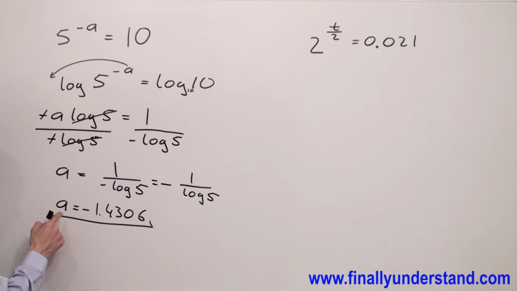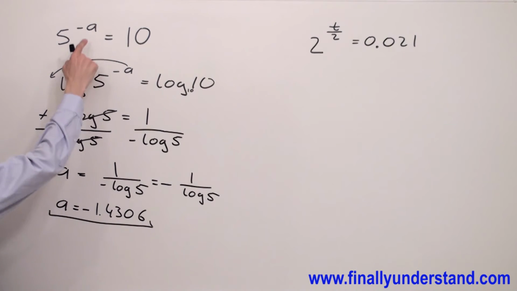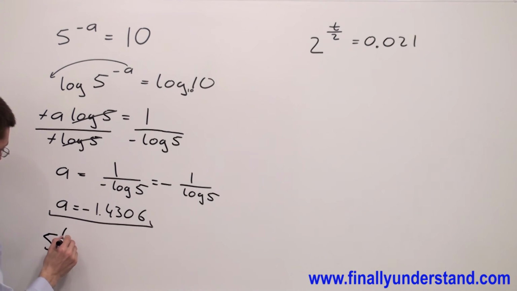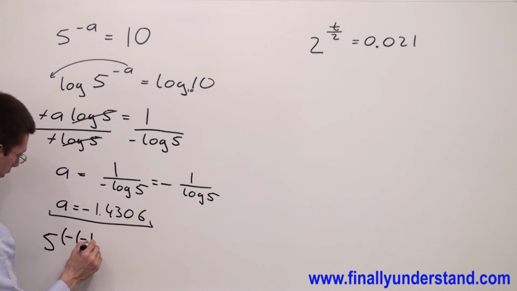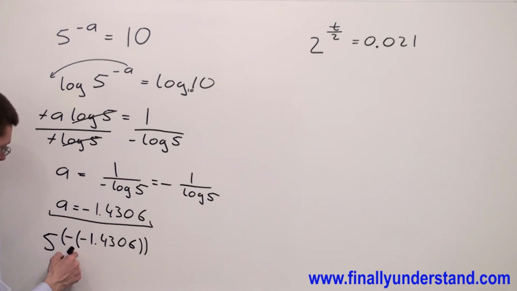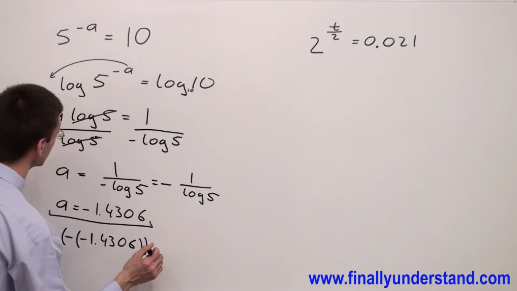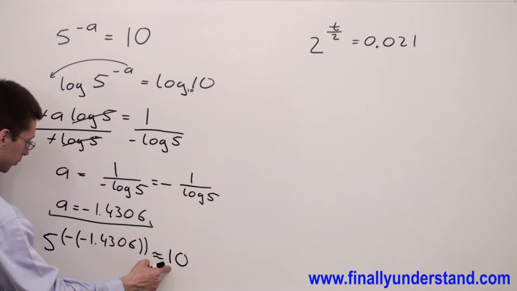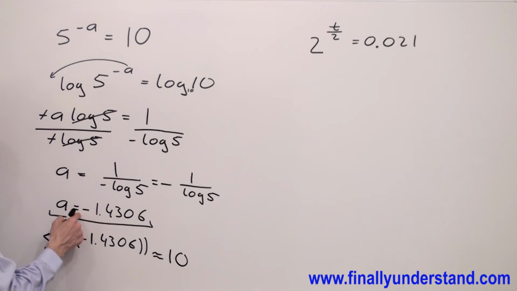In order to verify your answer, you're supposed to plug the value which you obtained into the original equation instead of a, and simply type into the calculator 5 to the power negative and negative 1.4306. Close parenthesis, close parenthesis. You have to close parenthesis twice because you opened twice. And you're supposed to get the value approximately 10. When the left side is equal to the right side, it means this is the answer to the problem.